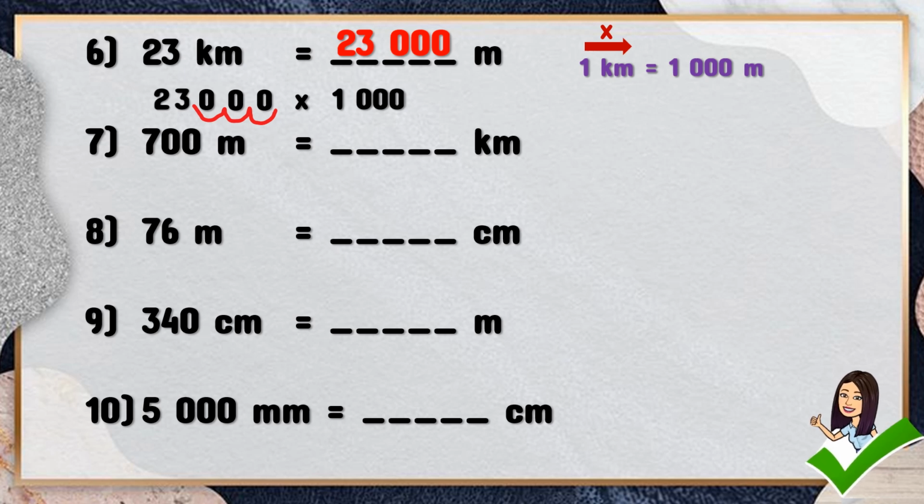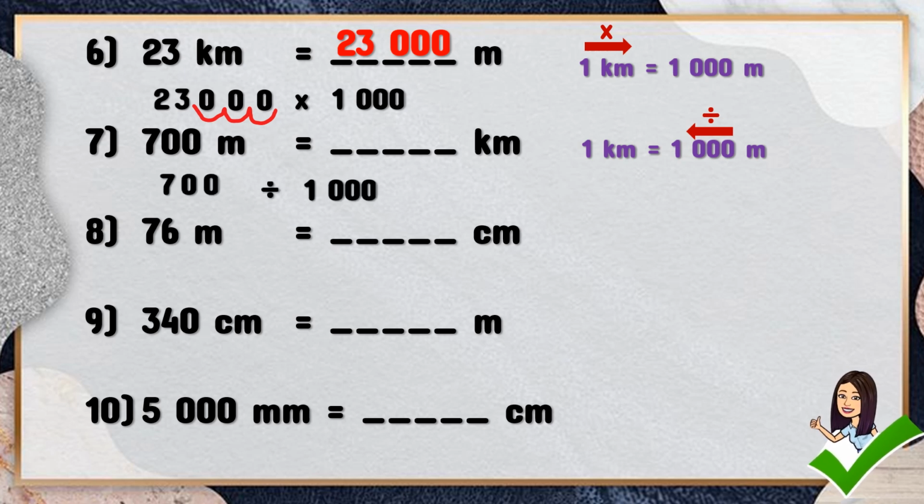Number 7, 700 meters to kilometer. So 1 kilometer is equal to 1,000 meters. This is small to large unit. We use division. So 700 divided by 1,000, and we move the decimal to the left 3 times. From here, the decimal, 1, 2, 3. So the answer is 0.7 kilometers.